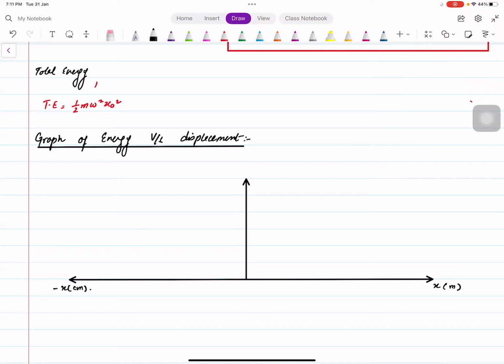Sir, is x in centimeters or meters? Okay, meters, sorry. Meters. And here you can write energy in joules.